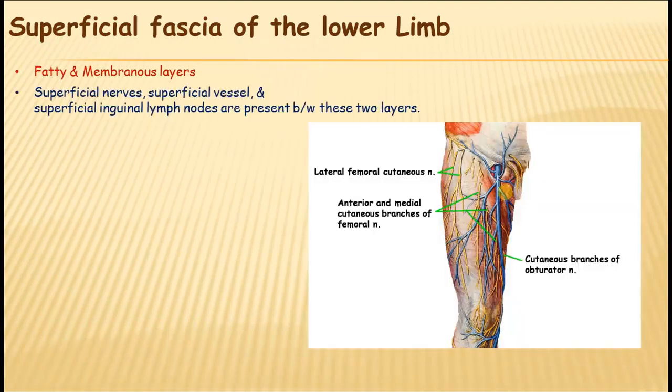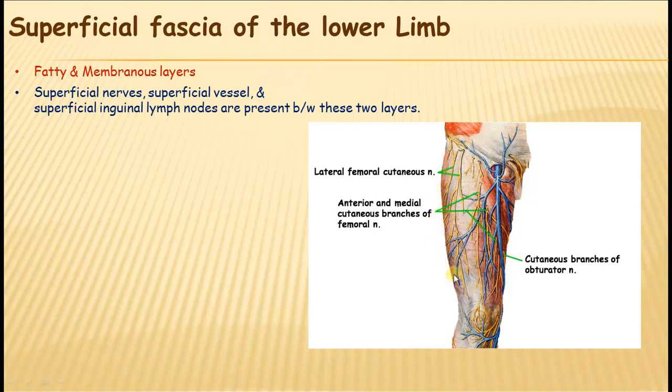Now, first of all, coming to the superficial fascia of the thigh, it again has two layers. One is the superficial fatty layer and the other is the deep membranous layer. They are both continuations from the anterior abdominal wall. So deep to the skin, even in the anterior abdominal wall, the superficial fascia is divided into the superficial fatty layer and the deep membranous layer. There is no deep fascia in the anterior abdominal wall.